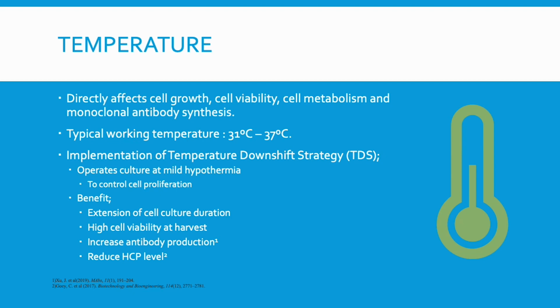The purpose of this strategy is to control cell proliferation and lower glucose consumption and oxygen uptake rate, thus reducing lactate and ammonia production. Through this strategy, the cell culture duration can be extended and the antibody production can be increased. In this low working temperature, the sensitivity of cells to apoptotic agents is minimized, allowing the culture to be harvested at high cell viability.